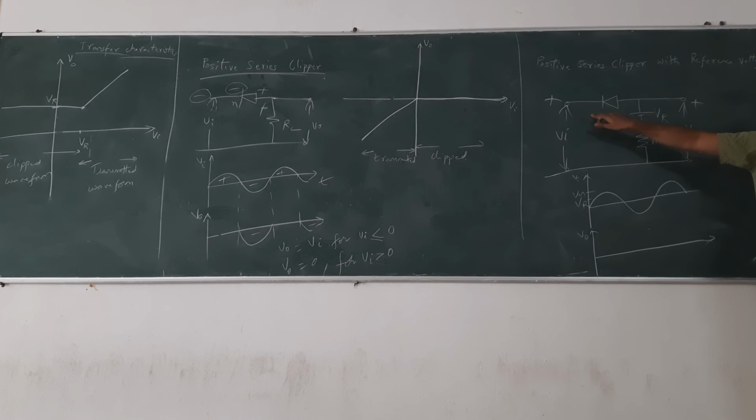Now here, the other end is VR. So we have to take the case when Vi is less than or equal to VR. Next, Vi greater than VR. These two cases we have to take. From that we will get the output waveform, then the transfer function.